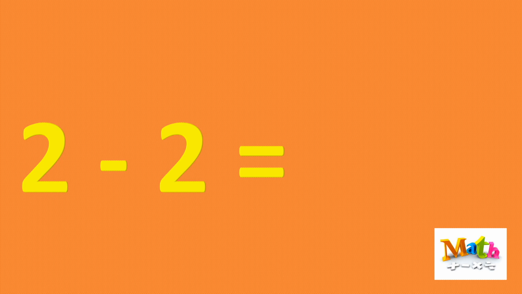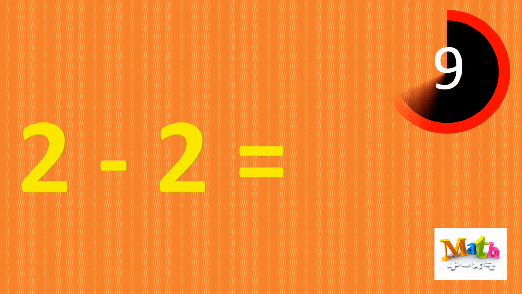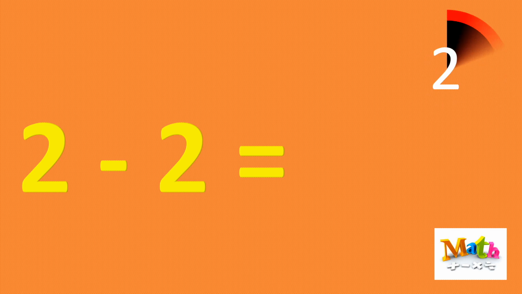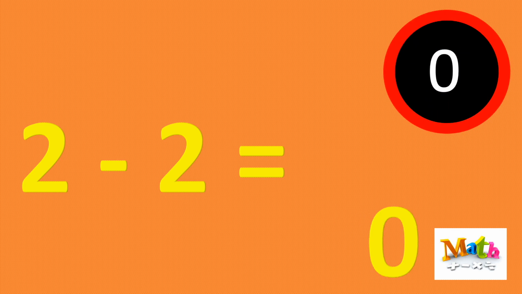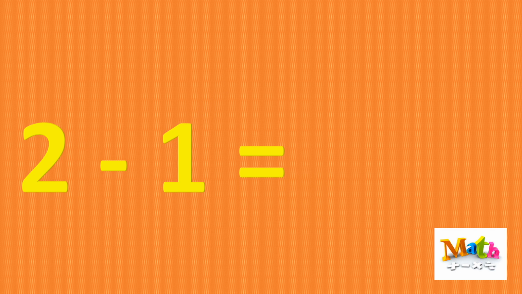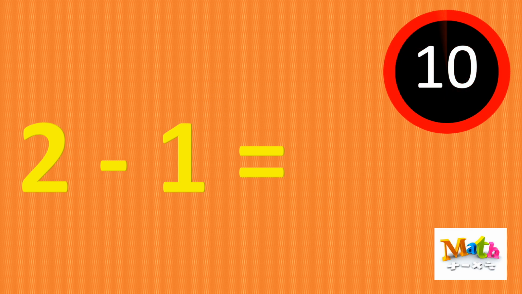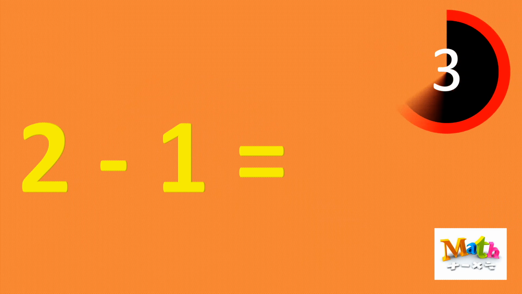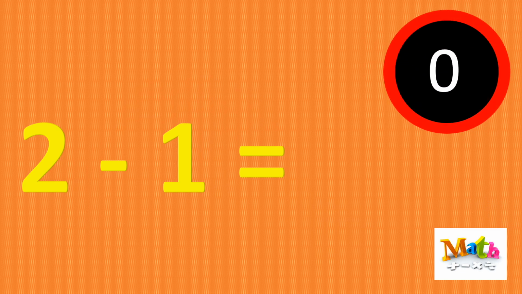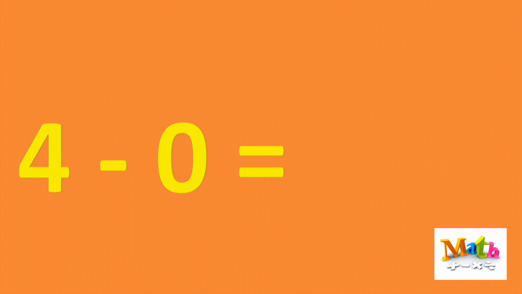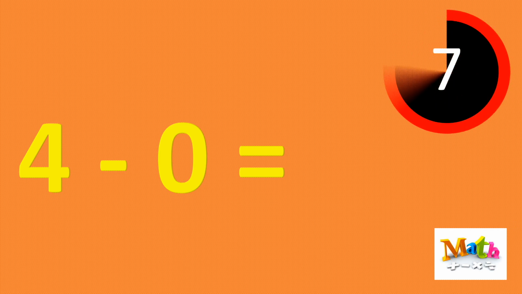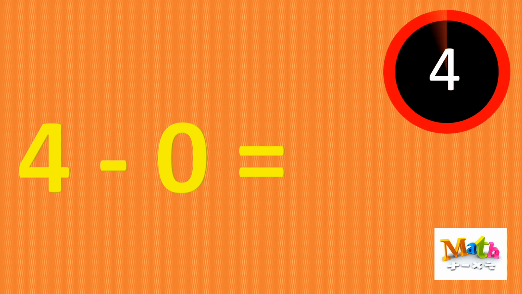2 minus 2 equals 0. 2 minus 1 equals 1. 4 minus 0 equals 4.